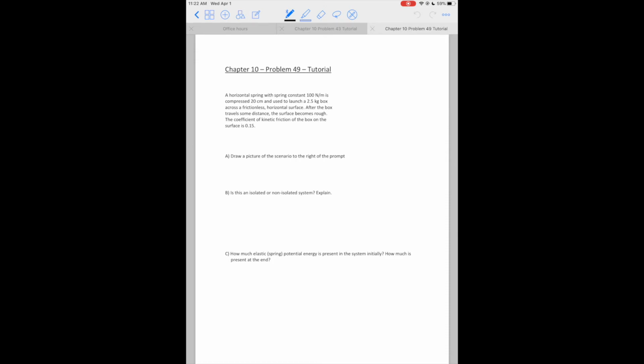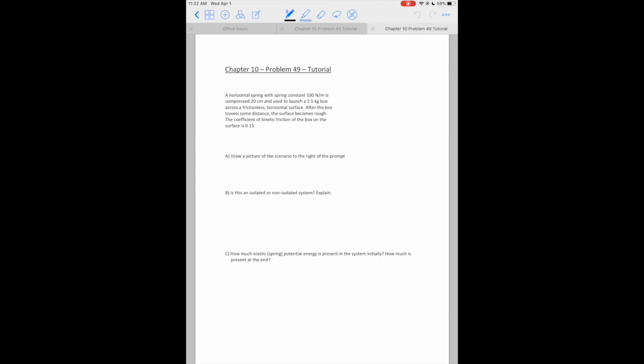A horizontal spring with spring constant of 100 newtons per meter is compressed 20 centimeters and used to launch a 2.5 kilogram box across a frictionless horizontal surface. After the box travels some distance, the surface becomes rough. The coefficient of kinetic friction of the box on the surface is 0.15.